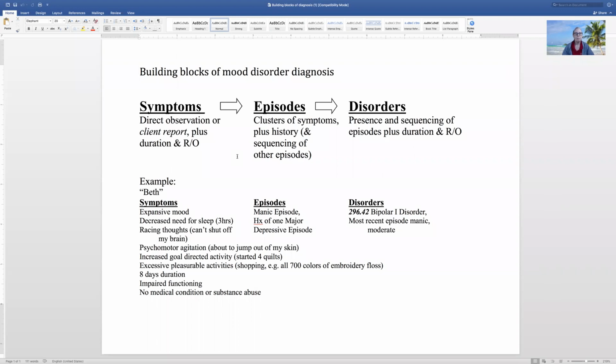So this is an actual client that I had a number of years ago who had just a very clear presentation of bipolar disorder. So you have to have your symptoms, their client report, or direct observation, clusters of symptoms plus the history and sequencing of other episodes. You need to know that information in order to pick the right, in particular, the right type of bipolar disorder or the right type of depressive disorder. And then you cluster this into the disorders. And I'll go into that in the next video.